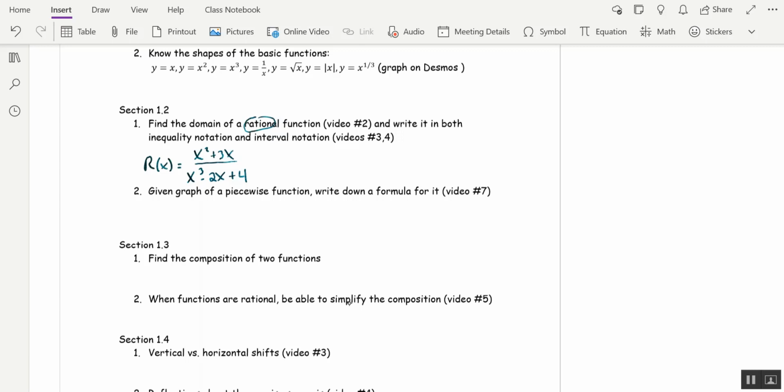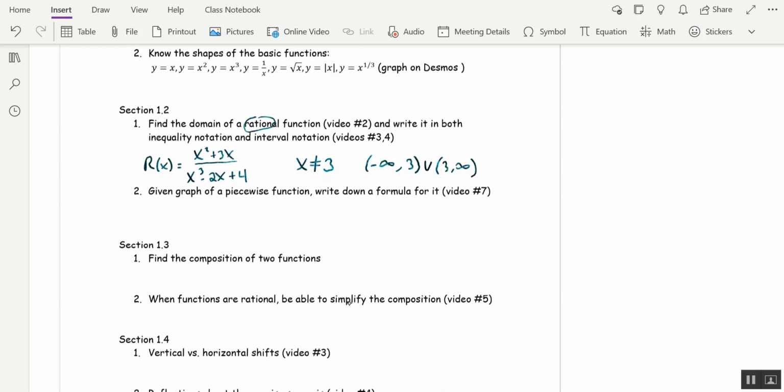And then write it in both inequality and interval notation. Videos 3 and 4 talk about those two notations. Inequality notation will be for a rational function like x not equal to maybe 3. And then interval notation, you'll want to write that as an interval. As an interval, that's all the numbers from negative infinity up to 3 union all the numbers from 3 to infinity. So that's interval notation.